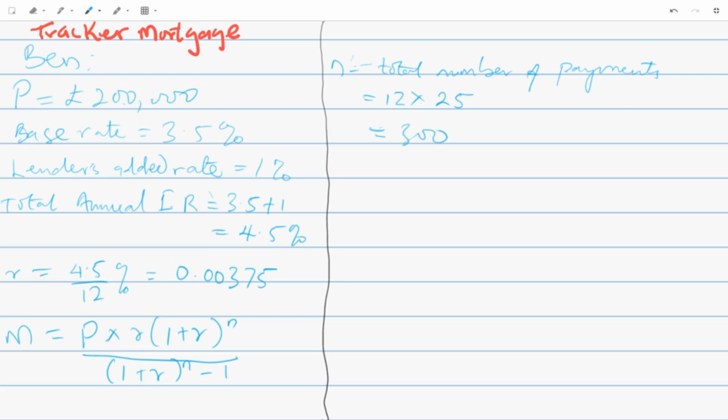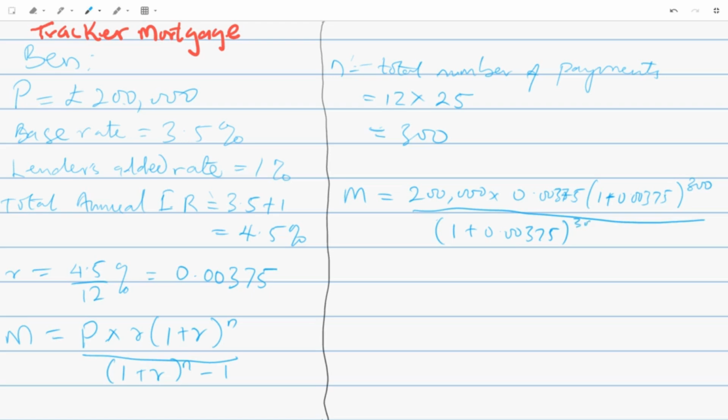So to do the calculation, we now have M equals 200,000 times 0.00375 bracket 1 plus 0.00375. Let's not forget that 300 over there, very important. And then we have 1 plus 0.00375, 300 over there, minus 1.